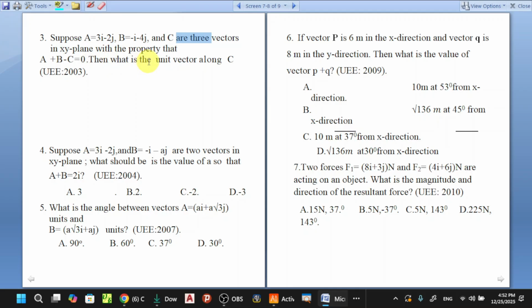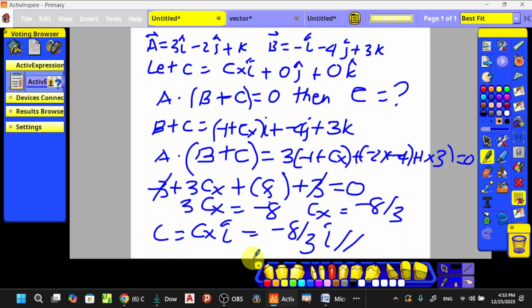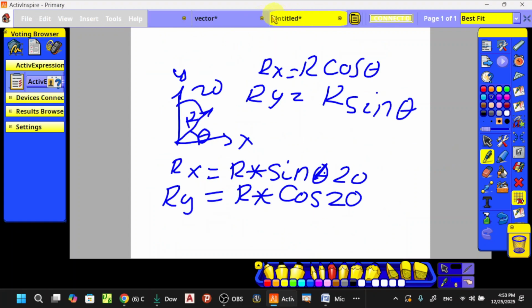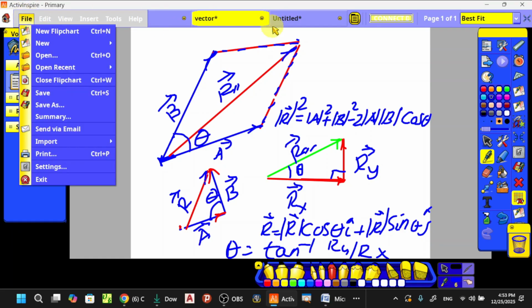Then what is the unit vector? You are not asked for the vector c, but you are asked for the unit vector along c. So to find the unit vector, you need to find the vector itself first, the vector c first. So let's work on it. You can stop the video right here and try to solve the problem by yourself. But I will solve it for you.